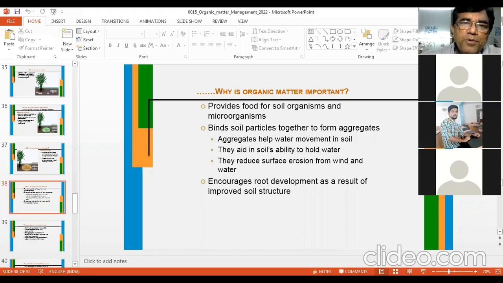So there are many roles of organic matter in any kind of soil. It provides nutrients, it stores nutrients, it increases biological activity, it improves the physical properties of soil, and it also regulates or maintains or affects soil pH.